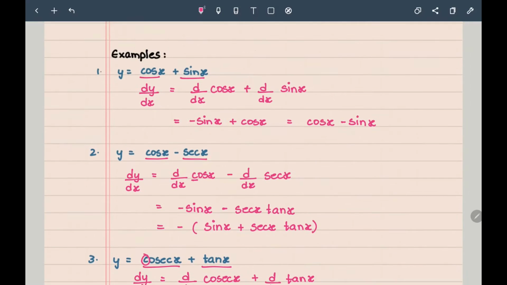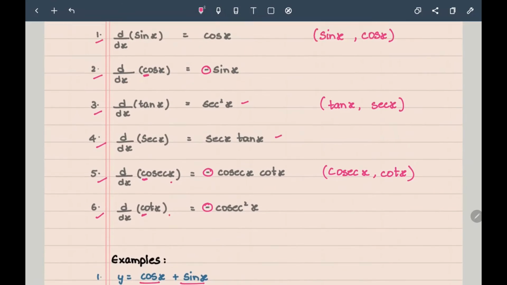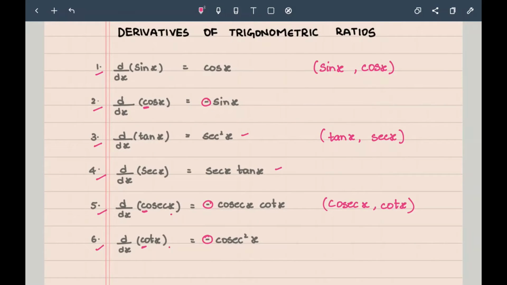So this is about the trigonometric ratios. Make sure that you remember all the 6 formulas thoroughly so that you can be quick and accurate while doing the derivatives.